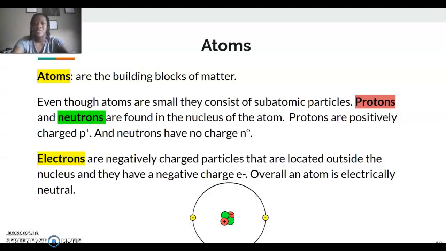We're going to look at atoms. Atoms are the building blocks of matter, right? Even though atoms are small, they consist of subatomic particles called protons, neutrons, and electrons. Protons are positively charged. Neutrons have no charge, and they're found in the nucleus of the atom, right? Electrons are negatively charged, and they're located just outside the nucleus. They have a negative charge overall. So overall, an atom is electrically neutral because the number of protons, the plus signs, is usually equal to the number of electrons, the minus signs.